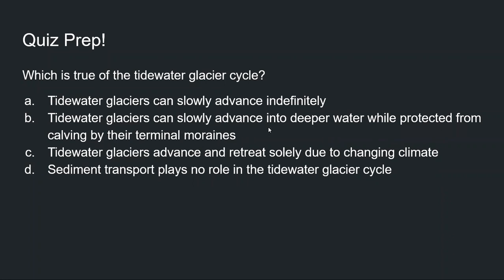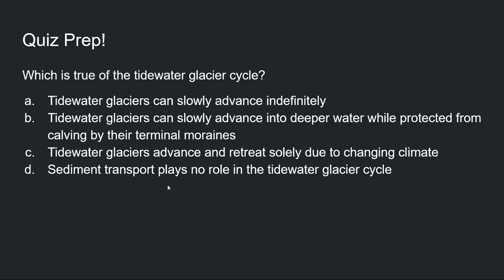Tidewater glaciers can slowly advance into deeper water while protected from calving by the terminal moraines. That's exactly what we've been describing. As they push forward, they create that moraine that protects them from deeper waters and therefore from calving too much until they reach an extended position and start retreating again. Tidewater glaciers advance and retreat solely due to changing climate. That is not true. They can advance during warmer periods of time and retreat during colder periods of time.